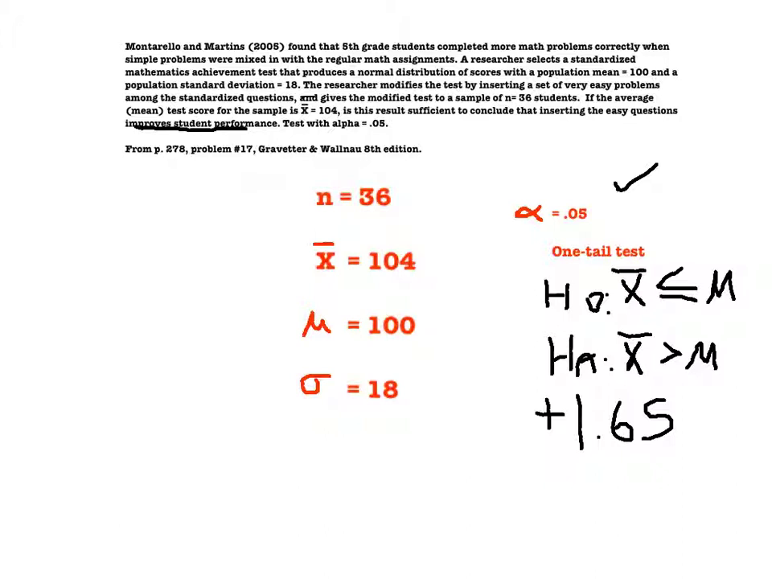Looking at the remainder of the problem, we see that the sample size is 36. The mean for the group that got these easy problems thrown into the mix of the test was 104. The population mean is 100. So typical performance on this test is to earn a score of 100, and the standard deviation of the population is 18. So we'll go to the next slide and see if we reject or fail to reject the null hypothesis.